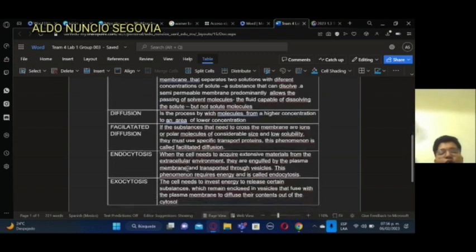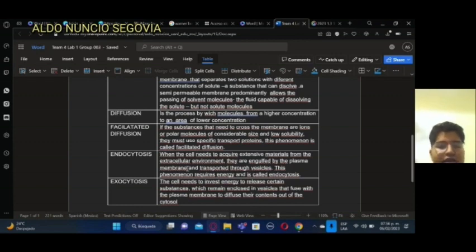Diffusion is the process by which molecules move from an area of higher concentration to an area of lower concentration. If the substances that need to cross the membrane are ions or polar molecules of considerable size and low solubility, they must use specific transport proteins. This phenomenon is called facilitated diffusion.